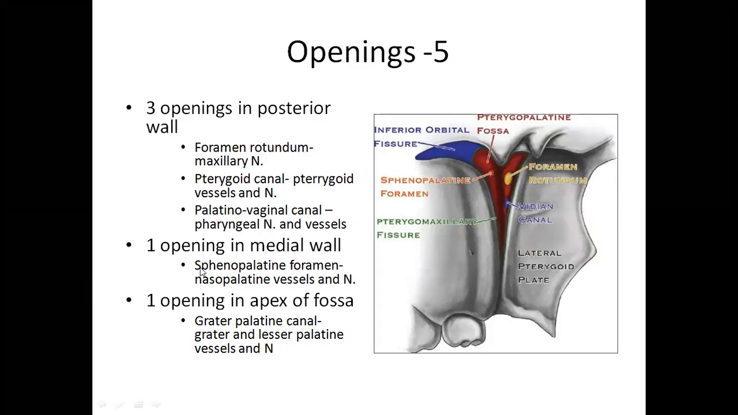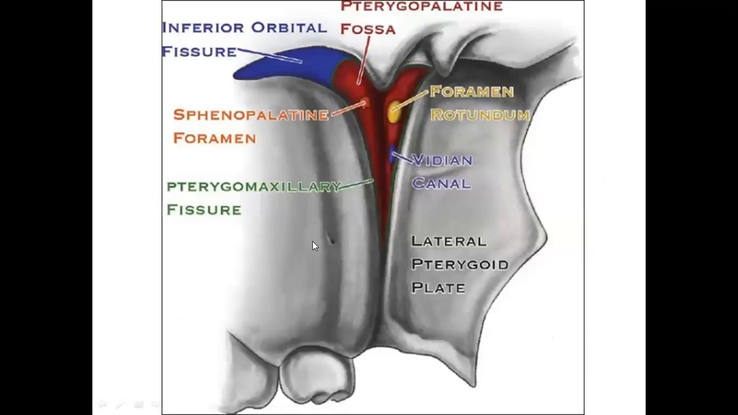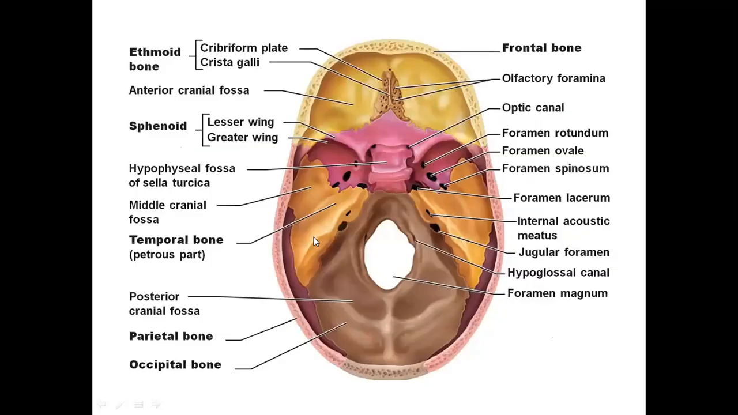these openings. One opening we see on the medial wall also, that is the sphenopalatine foramen, which gives passage to nasopalatine vessels and nerves. One opening in the apex of the fossa also, that is the greater palatine canal, for greater and lesser palatine vessels and nerves. So don't worry, we will never ask you such small details, but as a complete lecture, you should know the things. That's the reason I kept this slide, not to trouble you.